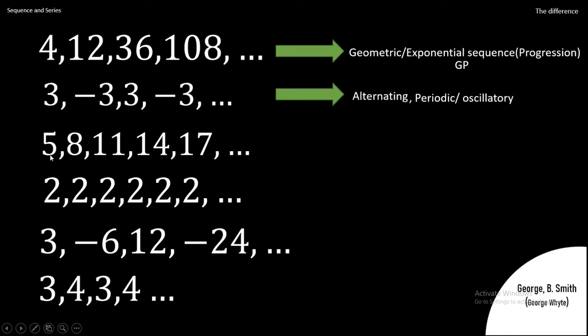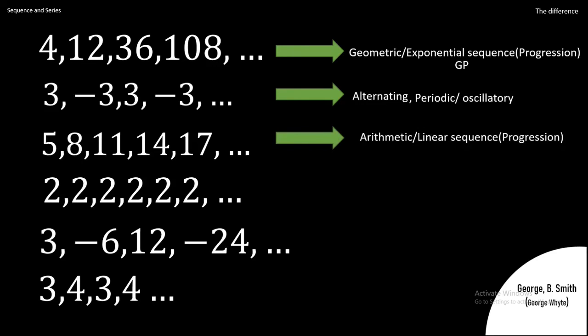In the third case, you have 5, 8, 11. You're adding 3 to this to get this, add 3 to this to get this. Or you say the difference between any two terms is a constant. When the difference between any two terms is a constant, that's called an arithmetic or a linear sequence, or you also call it a progression. This is where the term AP comes in, that's arithmetic progression. You can guess this by now. Since the terms are the same all through, we call that a constant sequence. So this fourth one is called a constant sequence.